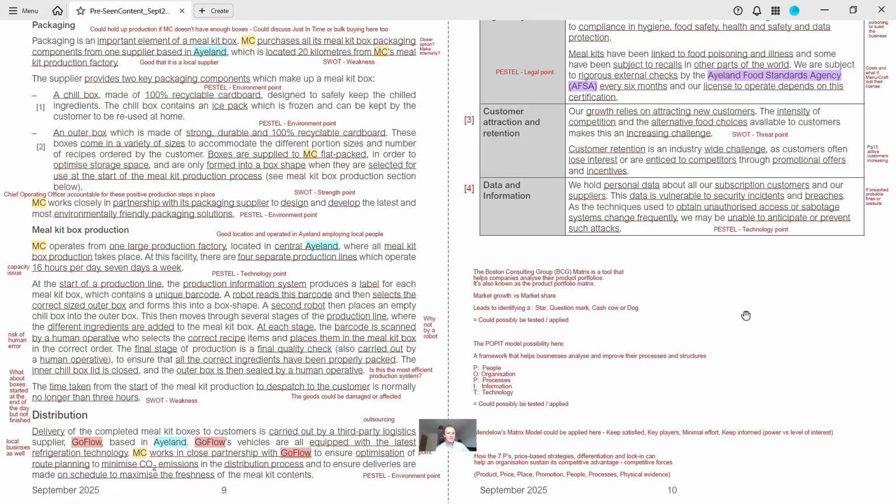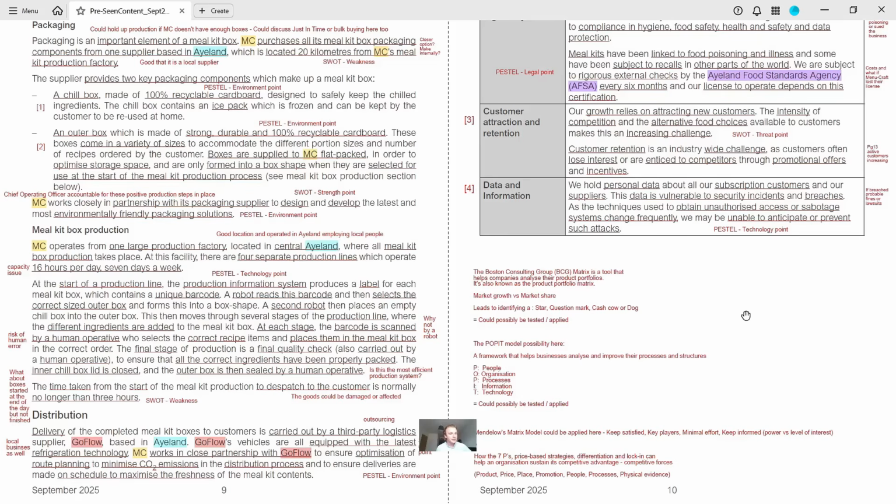So my questions and things that I look at when I see that kind of aspect, and they've talked about the time taken from start to finish of the meal kit production to dispatch to the customer is normally no longer than 3 hours. So I'm already thinking, why have they got some human intervention there? Why can't they just use robotics all the way through? There's risk of human error. There's risk of robot error on there. So there's a PESTLE technology point to be raised. Is it the most efficient production system? Which member of the board of directors is accountable for that?